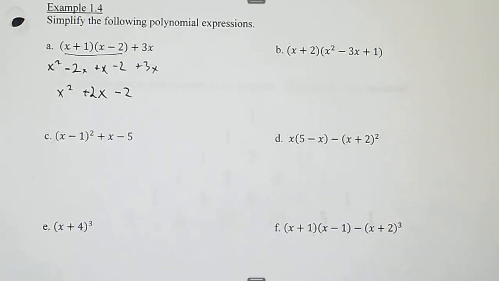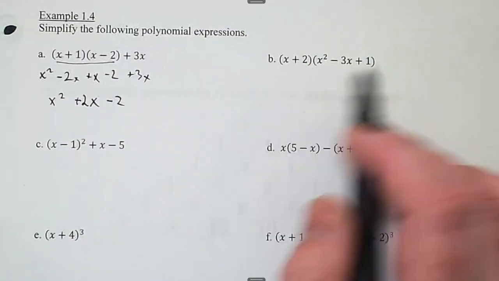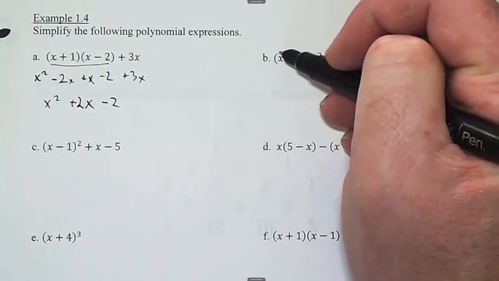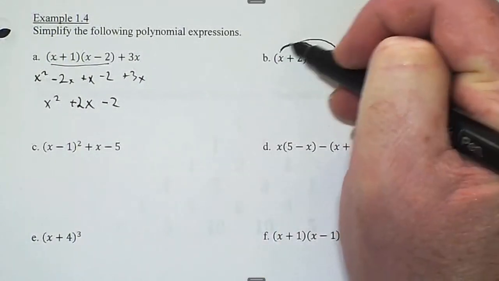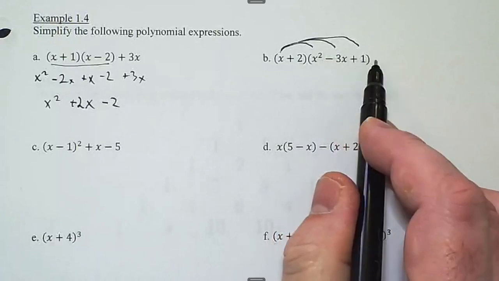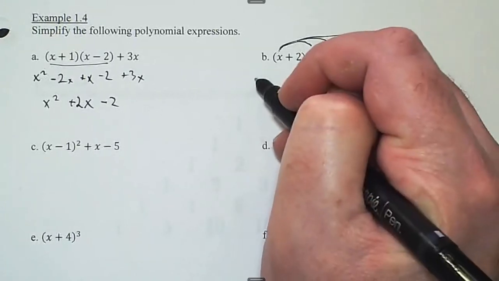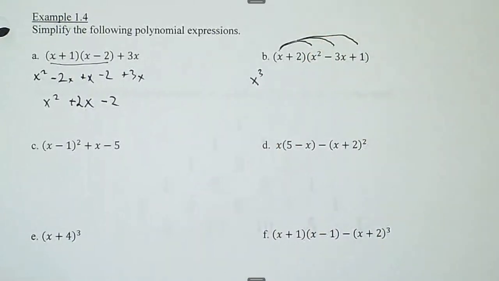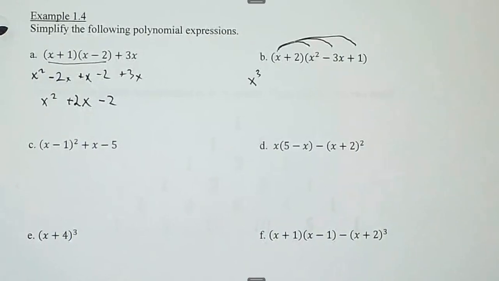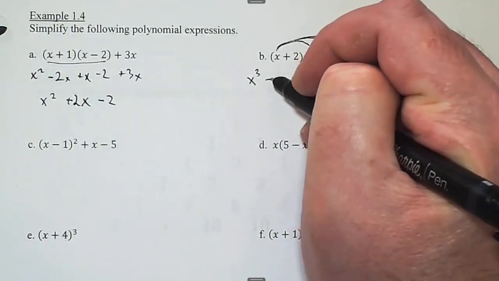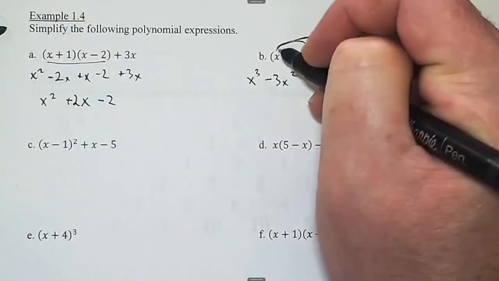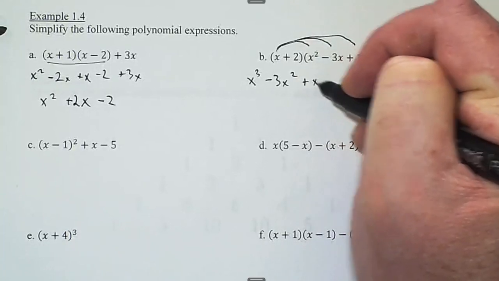All right, let's do this one. We've seen stuff like this before. I call this super foiling. You have to multiply it to each one of these twice. So x times x is x cubed. And then x times a negative 3x is a negative 3x squared. And then x times 1 is a plus x.